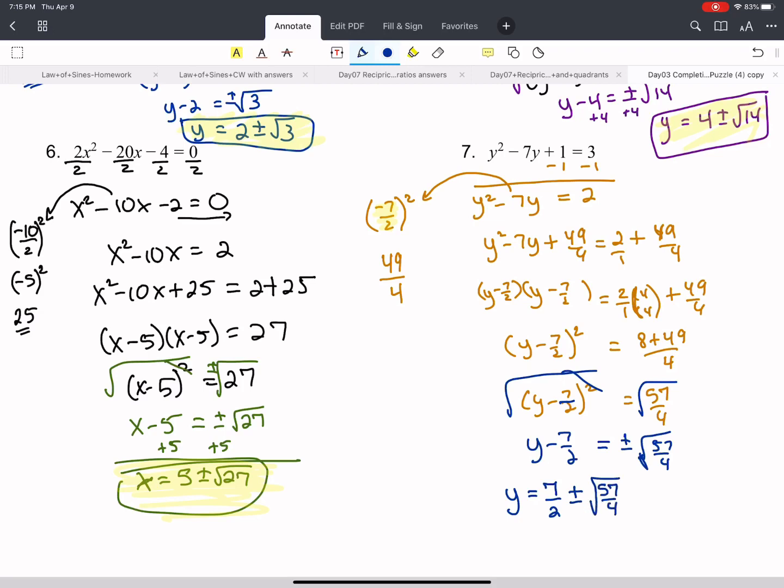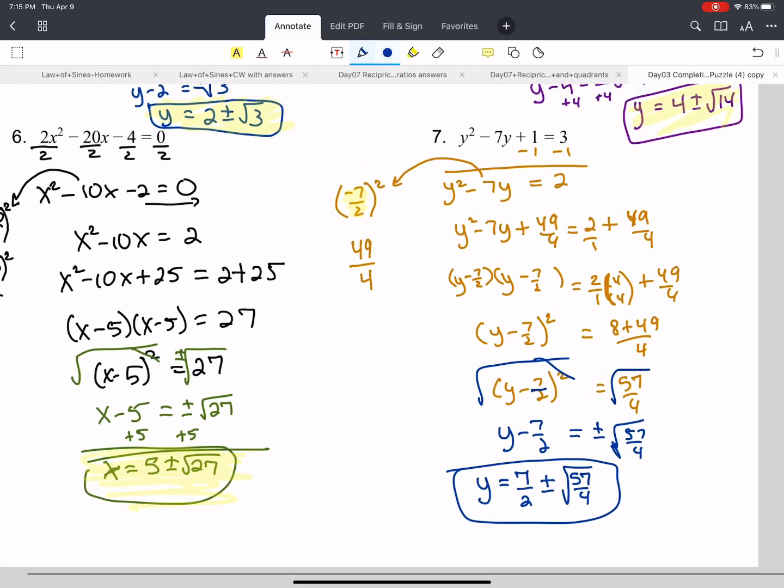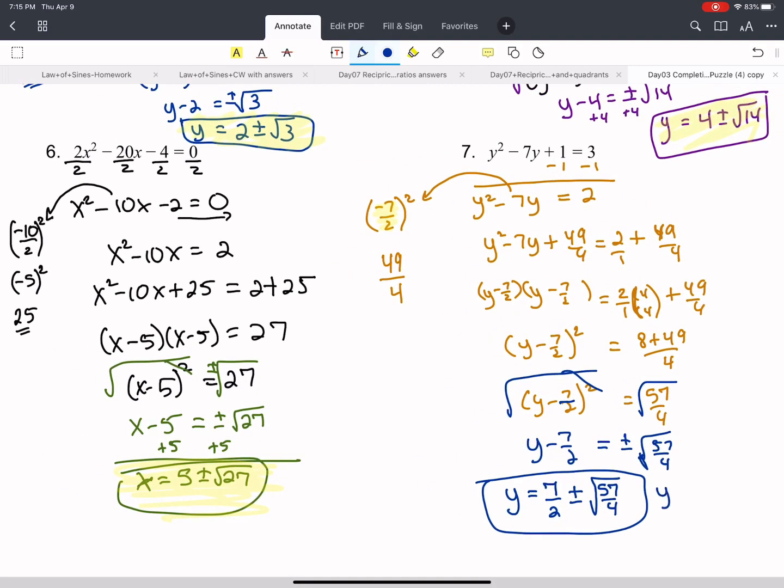That is a correct answer, but it can be simplified to be y equals 7 over 2 plus minus, and the square root of 57, you can't do much with, but the square root of 4 is 2. So you can leave it like that, or write it as a single fraction, but this is fine. I like it like this.